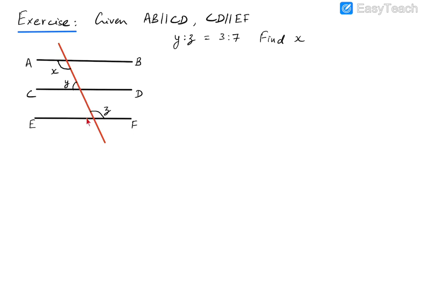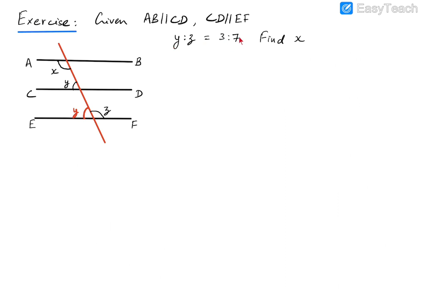So the corresponding angle for Y in the bottom parallel line, the line EF, is going to be this angle. So that's also going to be Y. Because it's a corresponding angle, it will have the same value as Y. So we can simply write this also as Y, because this is on the left hand side of the transversal and above the parallel line. So it is the corresponding angle.